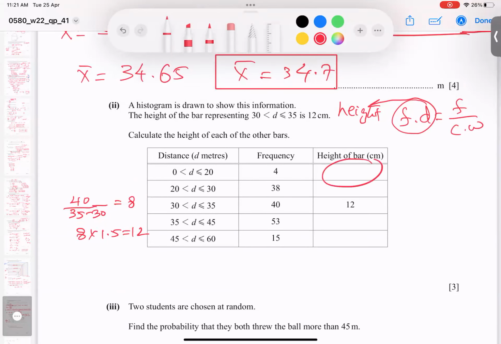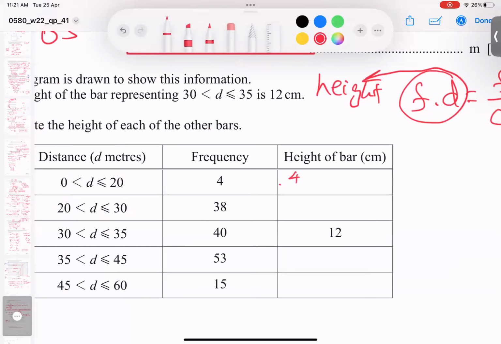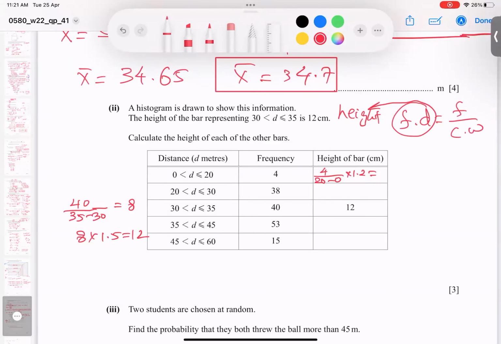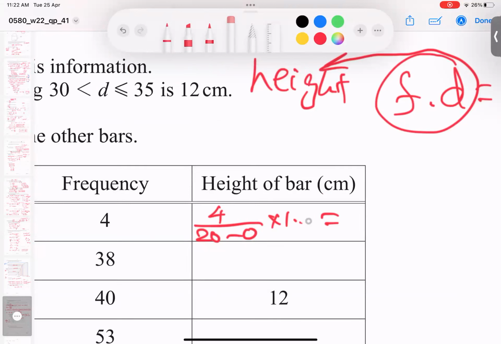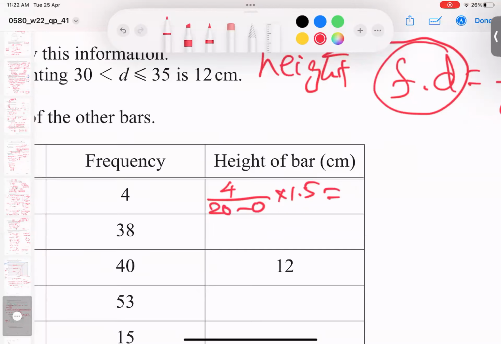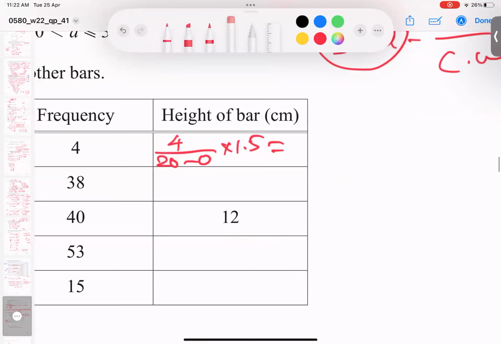How to get this one? I do directly 4, keep it up, and frequency down. So 20 minus 0. And our answer will come multiplied with 1.5. This is not always 1.5, but in this question only. So I'm getting 1 over 5 times 1.5. The answer is coming 0.3. So the first height is coming 0.3.